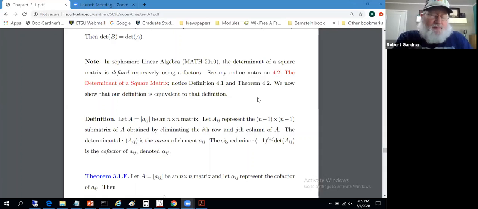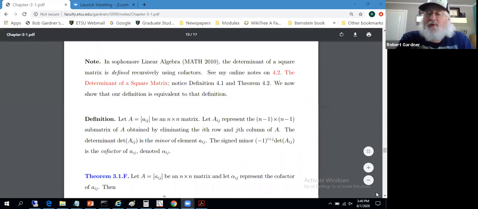You saw that you could expand along any row or column, so you took advantage of that by looking for zeros. Here, we've done this stuff with these permutations. So the plan is to take what we've done and show it's equivalent to probably the recursive definition that you had in linear algebra. So determinants were defined recursively in terms of cofactors. We'll define cofactors here shortly.